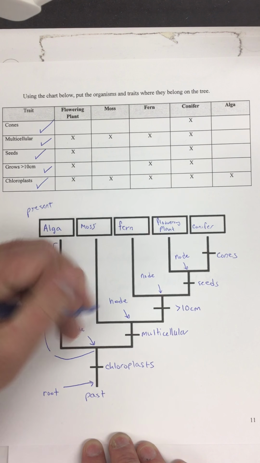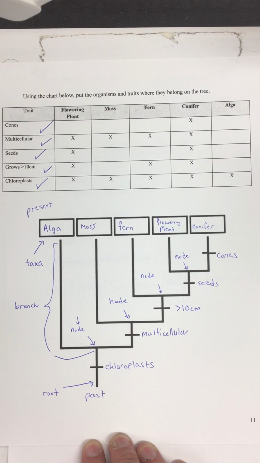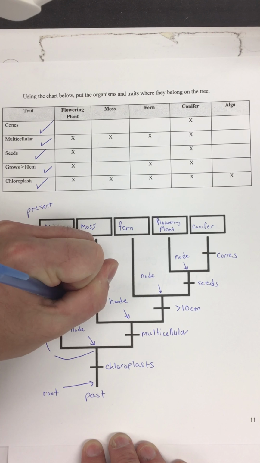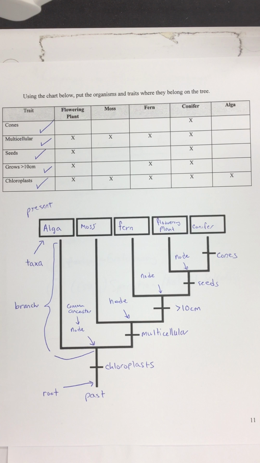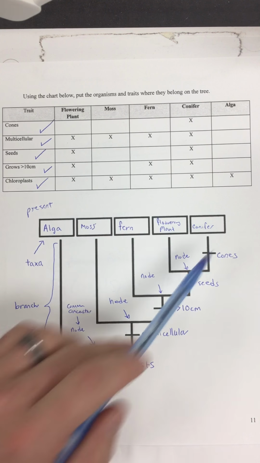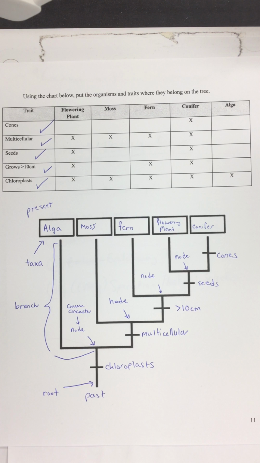One more thing before we move on. Nodes, what do those nodes represent? Common ancestor. Good job, everybody. So you're going to be given a table like this, and you're going to be expected to fill out this evolutionary tree, and then you're going to be asked questions on these trees, such as what trait evolved first? Chloroplast. Are we supposed to label node, branch, taxa? If you want to, you can, but sometimes we'll tell you. Read the instructions.